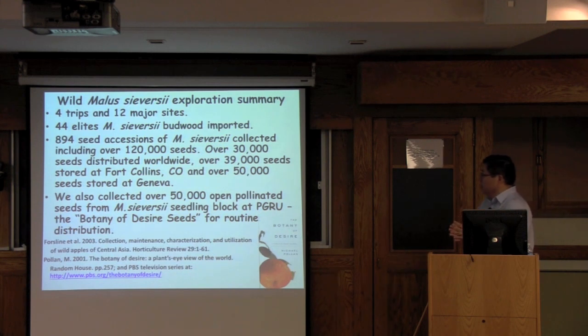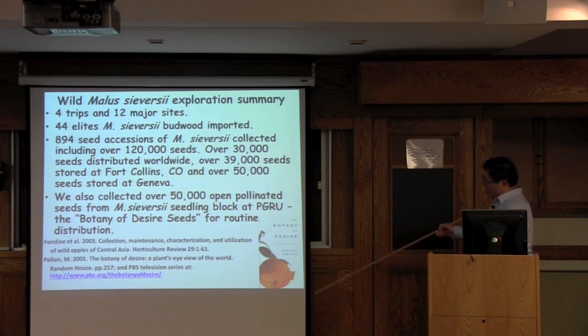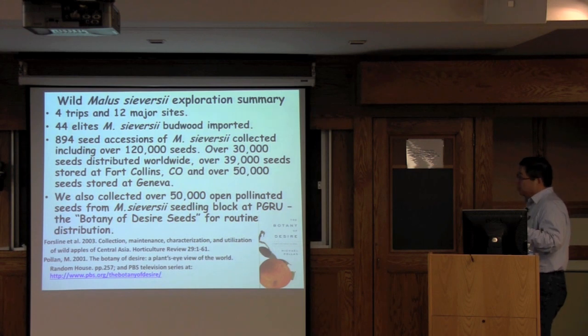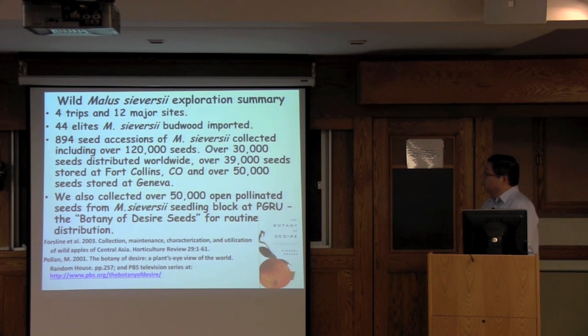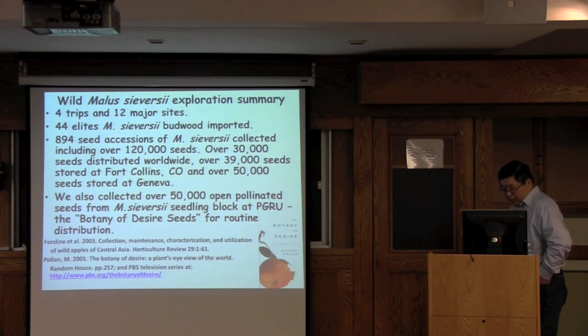In the last couple of years, we have also collected over 50,000 open-pollinated seeds from the Malus sieversii seedling block at Geneva. We call this the Botany of Desire seed for routine distribution. A lot of you probably read the book by Michael Pollan, The Botany of Desire, and we get very routine requests from readers because the book mentioned that Phil Forsline is willing to give out the seed. So we constantly get inquiries about Malus sieversii seeds. We don't give out seed from the original wild collection. We give out the OP seed for routine distribution to the stakeholders.